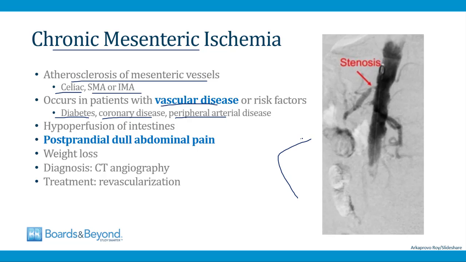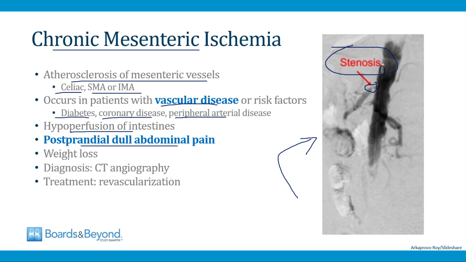If you look at this slide on the screen, which is an angiogram, it shows a stenosis here of one of the vessels supplying the small bowel. That's going to limit the blood flow to the bowel and cause hypoperfusion of the intestines. This usually leads to symptoms after eating, so patients complain of postprandial dull abdominal pain. That's because when you eat, you need more blood flow to the intestines, but the blood flow cannot rise because of the presence of a stenosis.